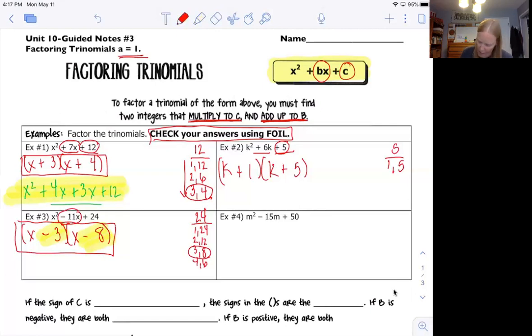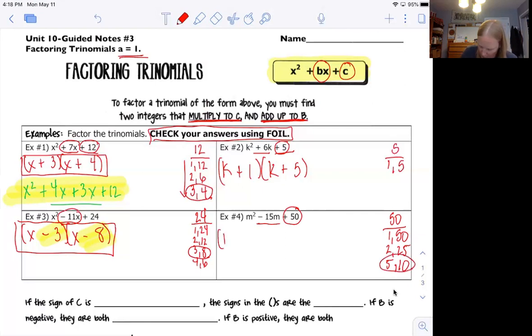Okay, cool. Last one. Factors of 50. So I'm looking at my C. 50 is going to be 1 and 50, 2 and 25, 5 and 10. I think that's all we got. Yeah. Okay. Trying to make a negative 15 here, so I'm going to go with the 5 and the 10.